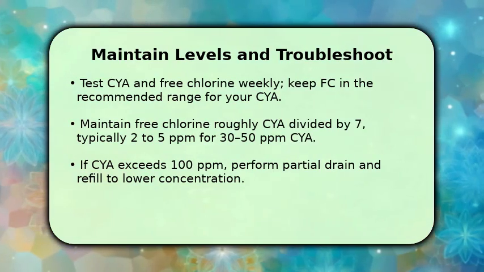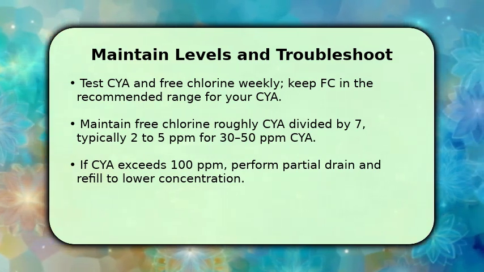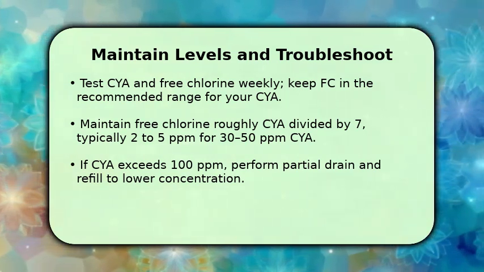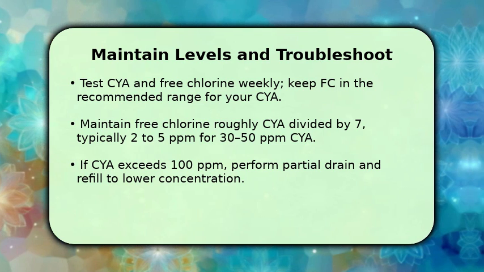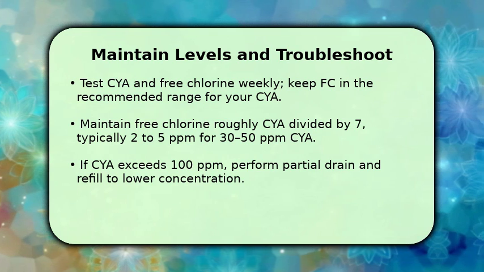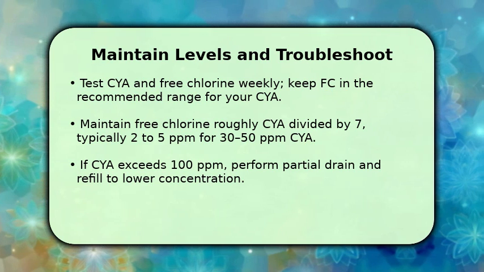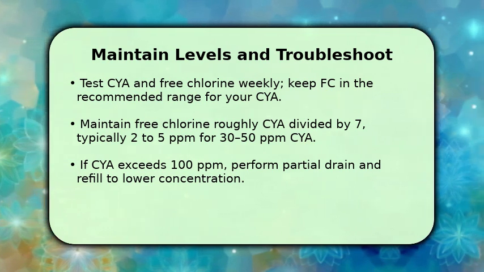Maintain balanced conditions by testing cyanuric acid and free chlorine at least weekly and after heavy bather load or rain. A simple guideline is free chlorine target equals CYA divided by 7, with 30 to 50 ppm CYA that corresponds to roughly 2 to 7 ppm free chlorine depending on conditions.